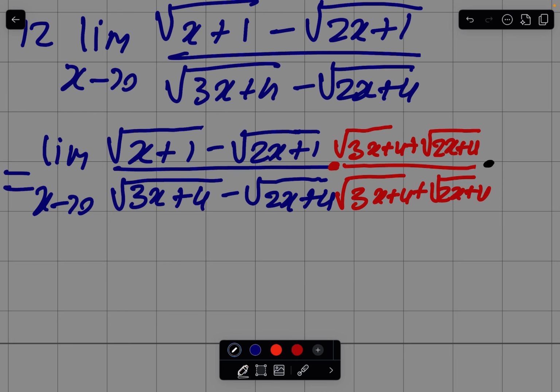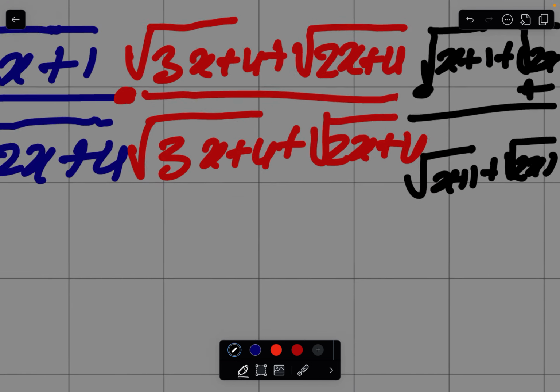Therefore, let's rationalize this one. We're going to have what? Square root of x plus 1. Since it is negative, we put positive square root of 2x plus 1. Divide by what? Square root of x plus 1 plus square root of 2x.